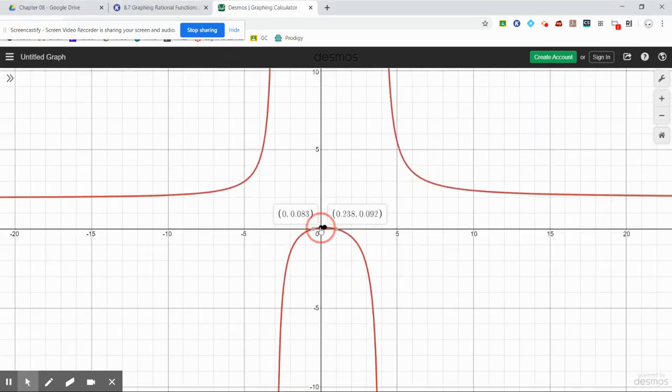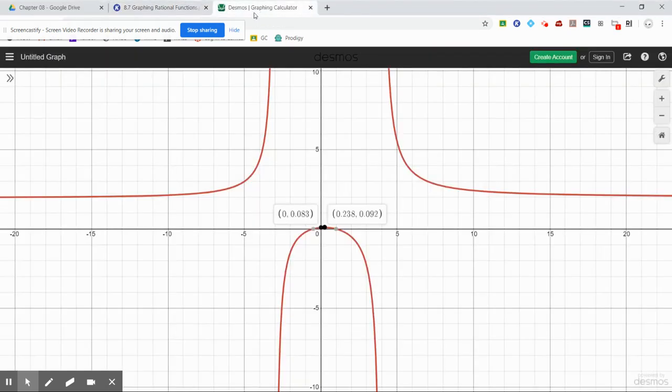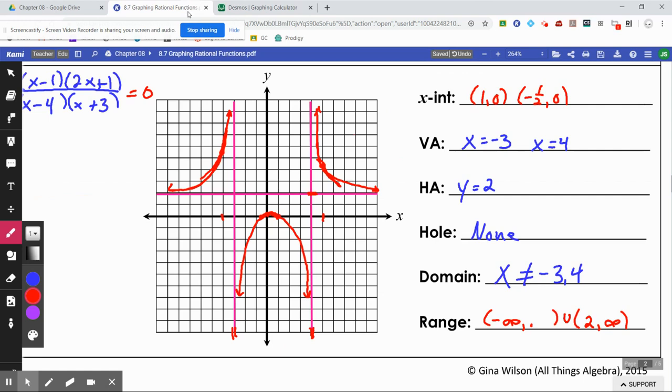And to find that maximum value, again, we're just going to click right there. And the highest point here, this nearly a vertex, as you would call it, is going to be here at 0.238, 0.092. So the highest y value there is 0.092. Was it 0.092 or 0.92? 0.092. So just barely above the x-axis there.